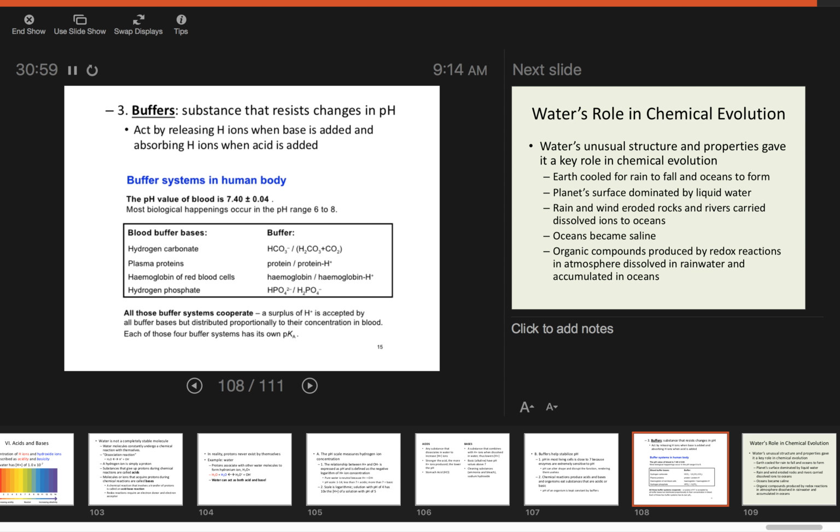Definition of a buffer: a substance that resists changes to pH. So what's going on here? It releases hydrogen ions when a base is added, or it absorbs hydrogen ions when an acid is added. It has the ability to do both. We have lots of buffer systems inside of our body, especially in our blood. Hydrogen carbonate is one. We have some proteins, some hemoglobin, hydrogen phosphate, I believe is what that's called. But all of these work to keep our body around 7 as a pH level.